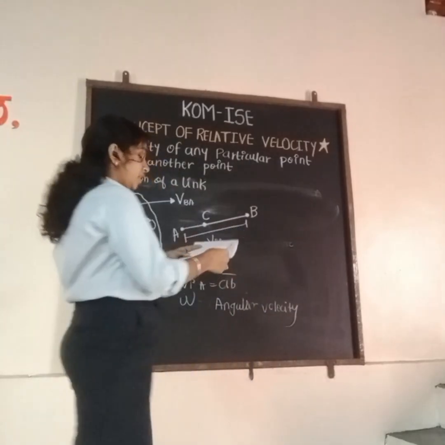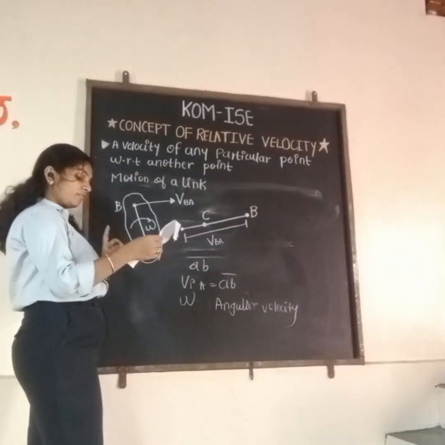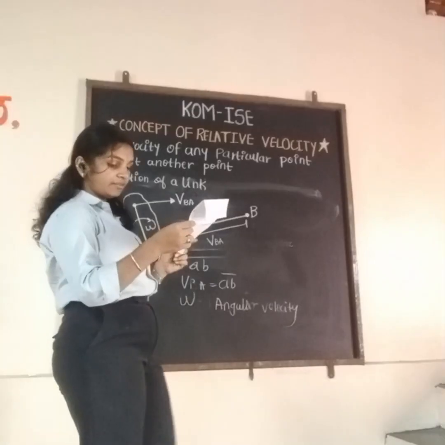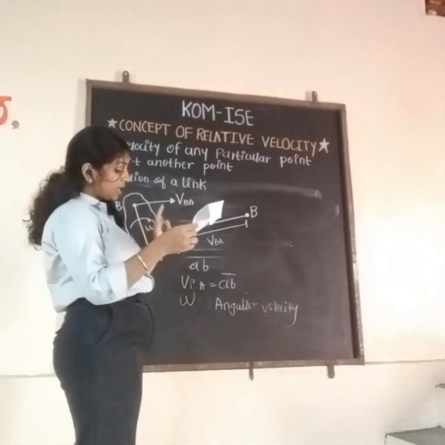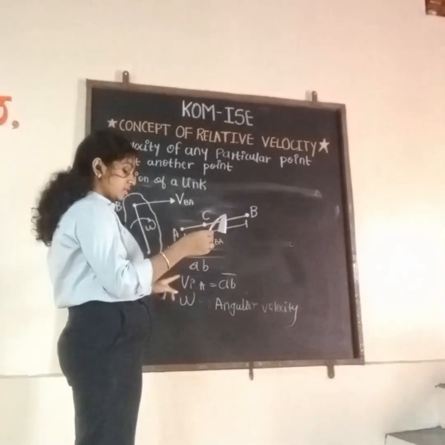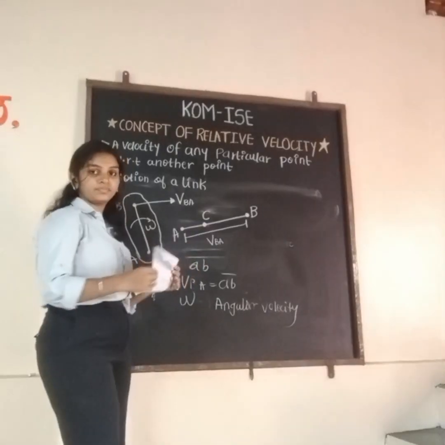So, in the vector diagram, the velocity of any point on a link with respect to another point on the same link is always perpendicular to the line joining these points in the space diagram.